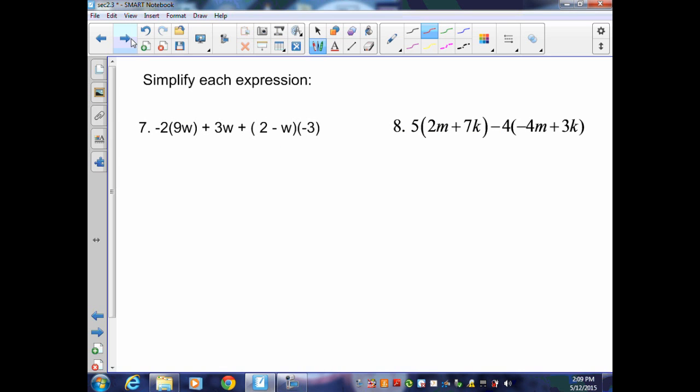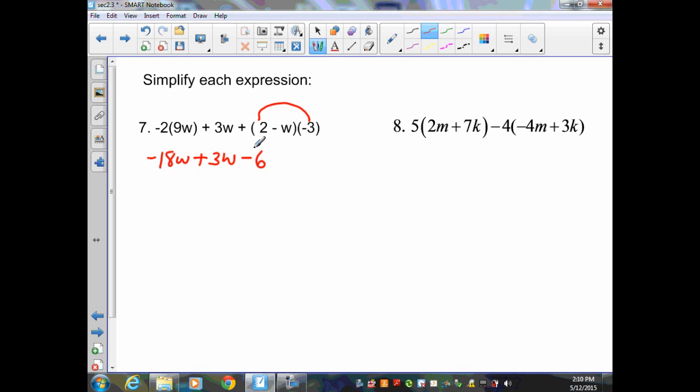Again, we want to simplify. Number 7, I'm going to have a negative 2 times 9w, negative 18w, plus 3w. And now what I'm going to do is distribute. So I'm not going to bring that plus sign down. Let's see what's going to happen. A negative 3 times 2 is a negative 6. Negative times a positive is a negative. I could have brought down the plus sign, and that still would have been a negative 6, but it's a lot easier to do it this way. And here, a negative times a negative is a positive 3w.